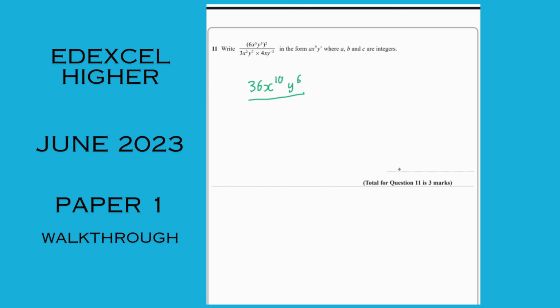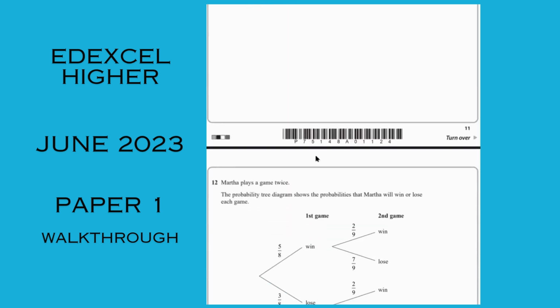On the bottom, numbers first. 3 4s are 12. X squared times x to the 1. Add the powers. Y to the 7 times y to the -3. Add the powers. And now we tidy it up. Numbers first, 36 divided by 12. X to the 7 and subtract 6. 10 take away 3 because divide means subtract the powers. Y to the 6, take away 4. Whoa, it's y squared. On we go.